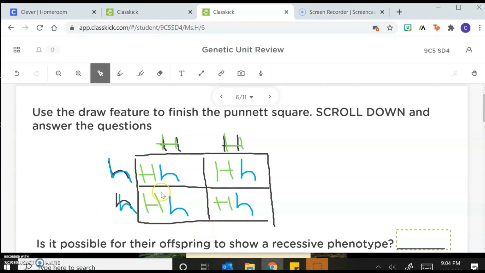So, if I have a capital letter in every single box, will their offspring ever show a recessive phenotype? Will this quiet little guy ever be heard with all these capital H's? Heck no, techno. A recessive only shows up if it's with another lowercase. You cannot hear over that big H. So no, it is not possible for an offspring to show it.